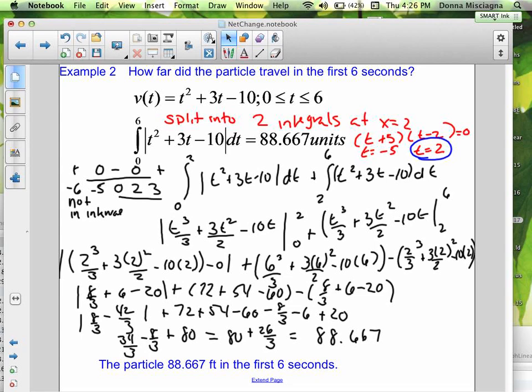So if we plug in 0 to 6 into the original, we would get a different answer, right? Because we'd be subtracting that 34/3. So instead I'd get the 80 minus 8/3 minus a 34/3. So this would be 34/3 less than it would be because it was moving in the negative direction from 0 to 2 seconds. So be careful. If it asks for total distance traveled, make sure you check to see if your velocity is ever negative by setting it equal to 0 and doing your sign chart.